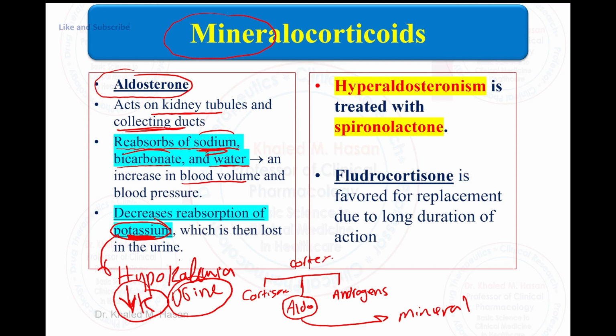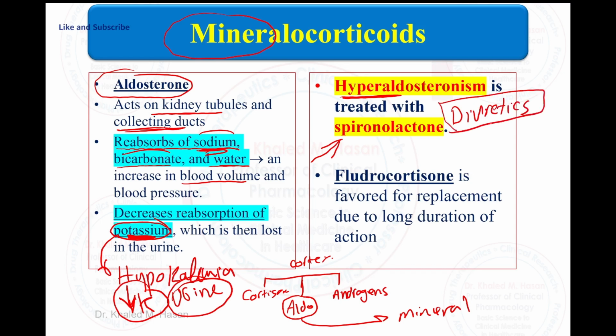Okay, we have some cases called hyperaldosteronism. Hyperaldosteronism means an increased level of aldosterone in the blood, and we can treat this patient. For example, there are several causes. If it is a tumor, you need to go with surgery. Some medication could be used to treat hyperaldosteronism, such as spironolactone. We are going to cover spironolactone with the diuretics.